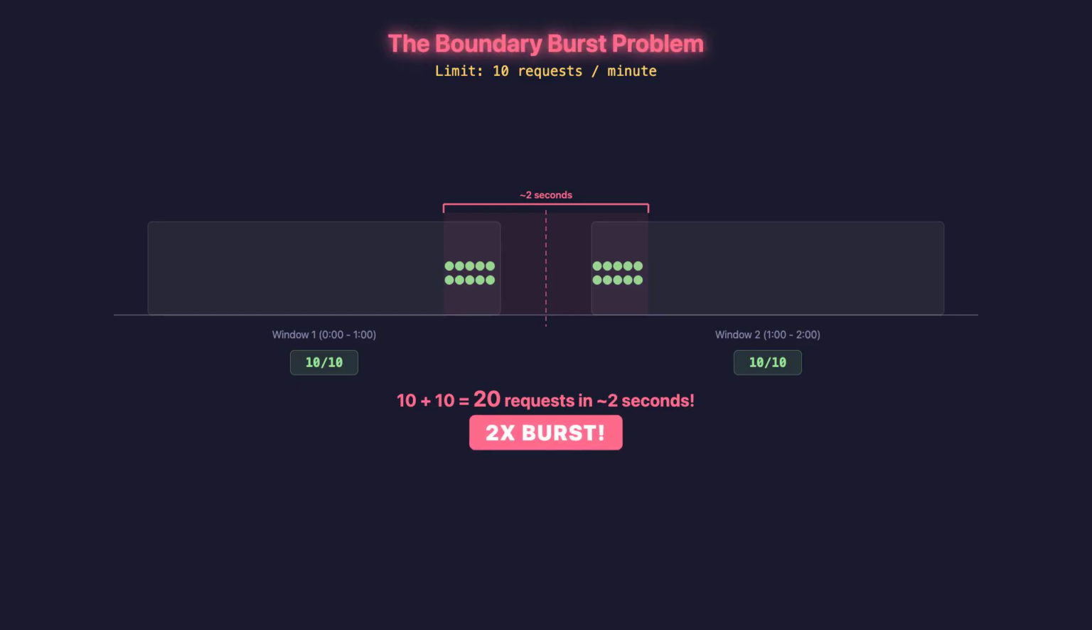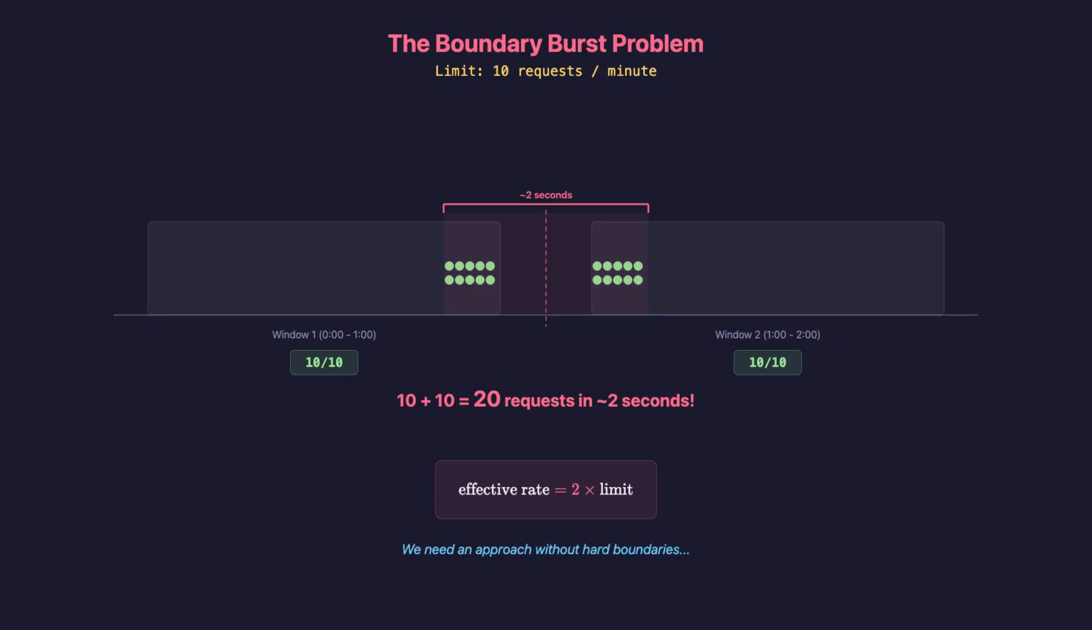This is the boundary burst problem. The fixed window counter treats each window as completely independent. It has no memory of what happened at the end of the previous window. For some systems, this is fine. But if your limit exists to protect a resource that can only handle 10 requests per minute, allowing 20 in 2 seconds could be catastrophic. So how do we fix this? We need an approach that doesn't have these hard boundaries.